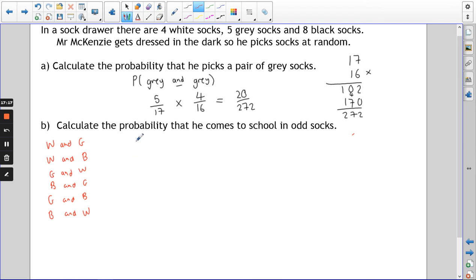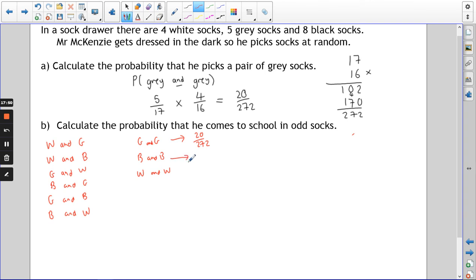Now then, let's have a look at the opposite. The opposite of odd socks is a matching pair. So that's grey and grey, which we've already done. Black and black, or white and white. And I guess then the decision is, do you want to do 6 combinations and add them all up, or do you want to do 3 combinations and take it away from 1? And that's definitely going to be the quickest of the options, particularly since we've already done grey and grey and got 20 out of 272 for that one. So we've partially started this method anyway.